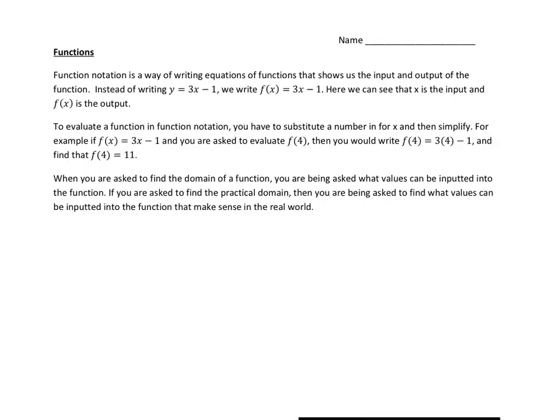When you're asked to find the domain of a function, you're being asked what values can be inputted into the function. If you're asked to find the practical domain, then you're being asked to find what values can be inputted into the function that make sense in the real world. Let's look at some examples.